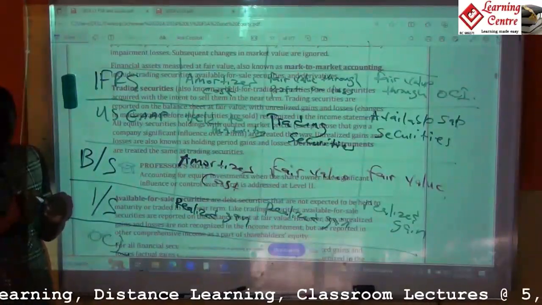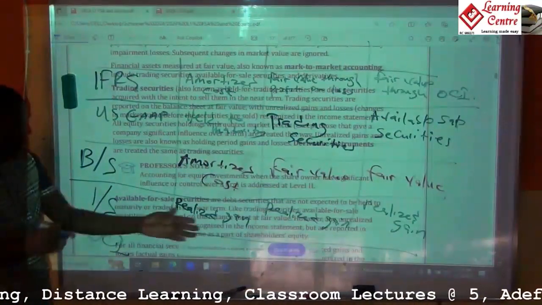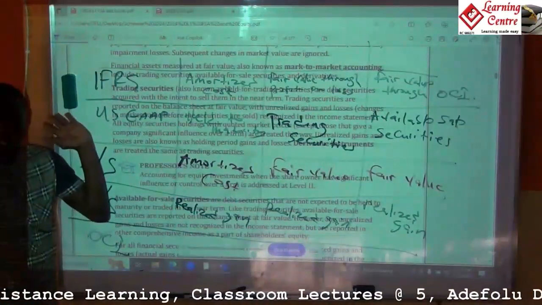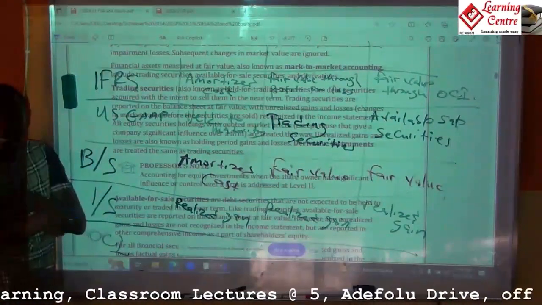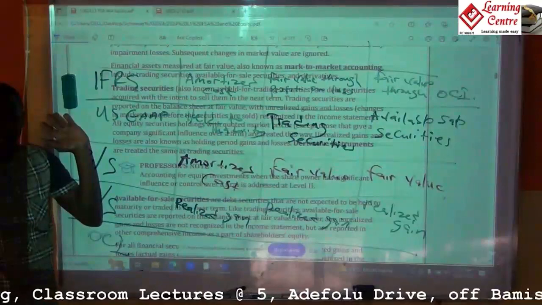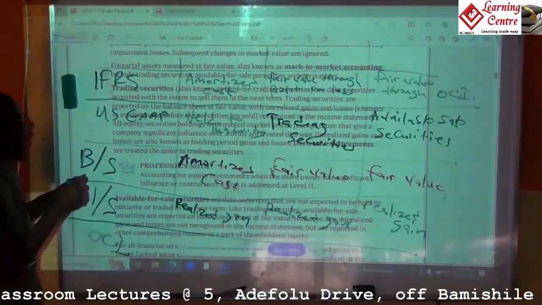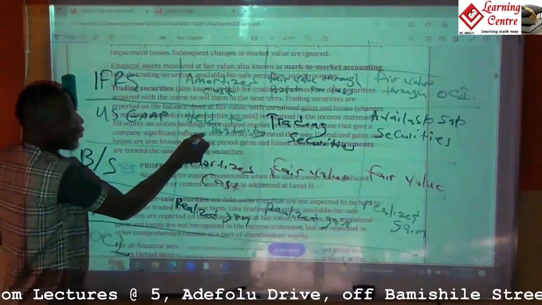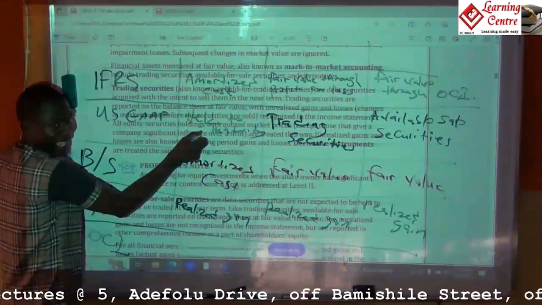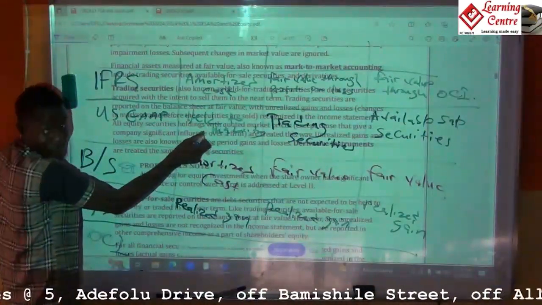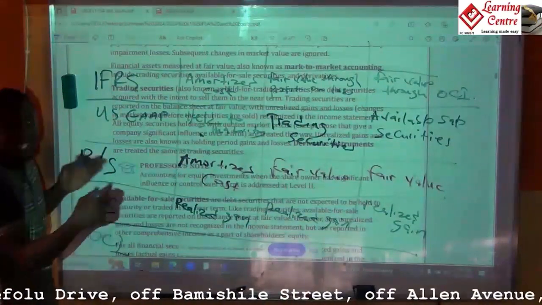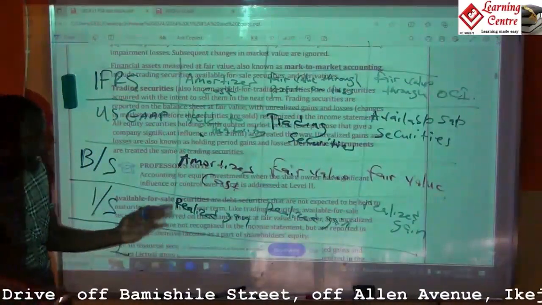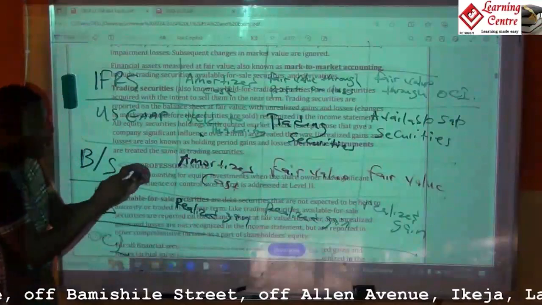Realized gain or loss goes to your income statement. Realized gain or loss for all the three categories goes to your income statement. If you are saying this transaction is held to maturity, there's nothing like unrealized gain or loss.